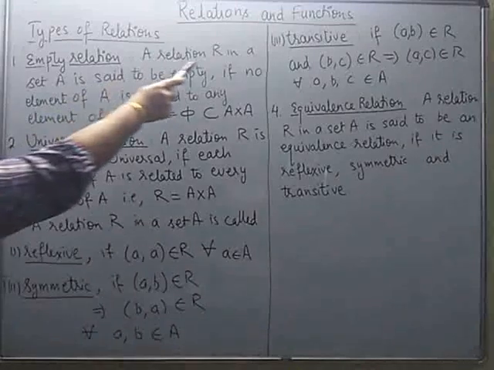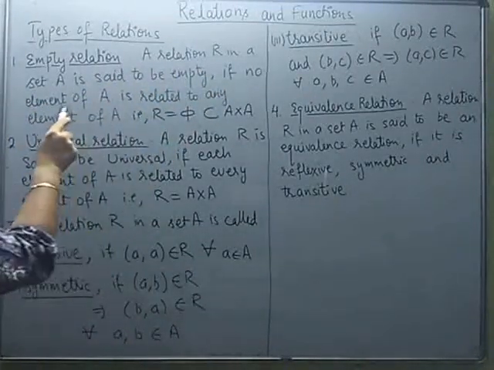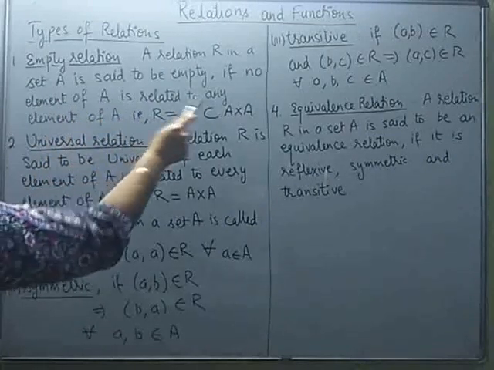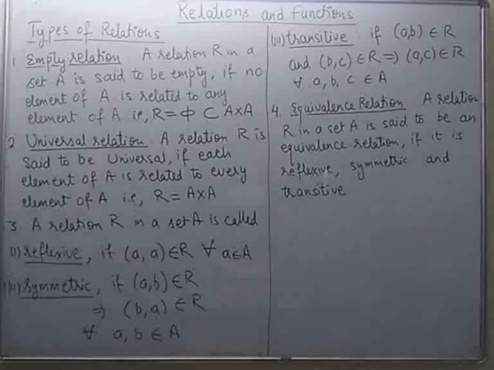So a relation R in a set A is said to be empty if no element of A is related to any element of A. So from set A to set A, when the mapping is being done, the relation is defined in such a way that we are not able to relate any element of set A with any element of set A. That is why R comes out to be a null set. If this happens, then the relation will be termed as an empty relation.